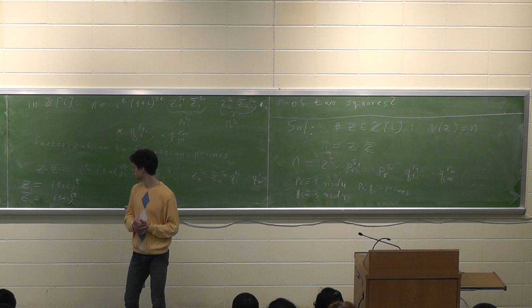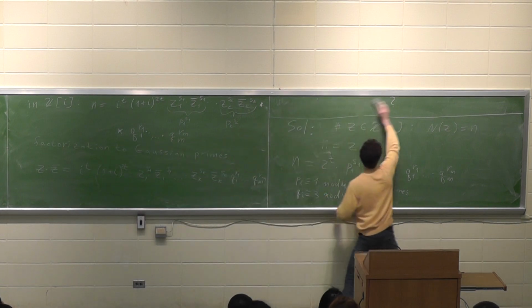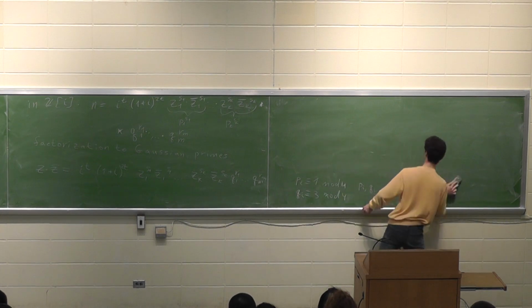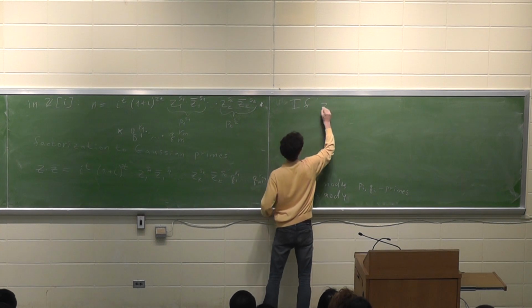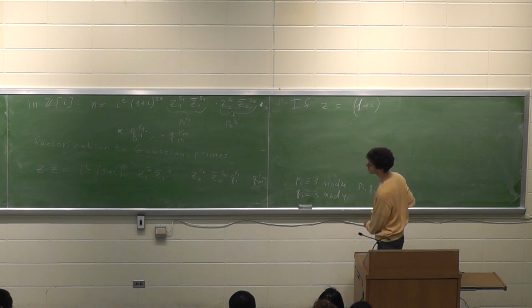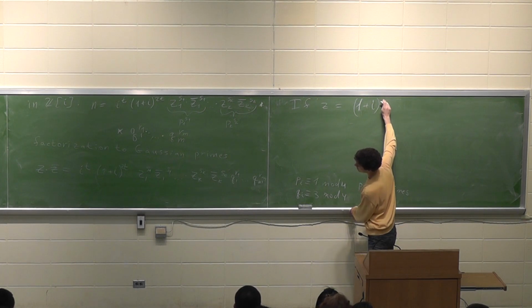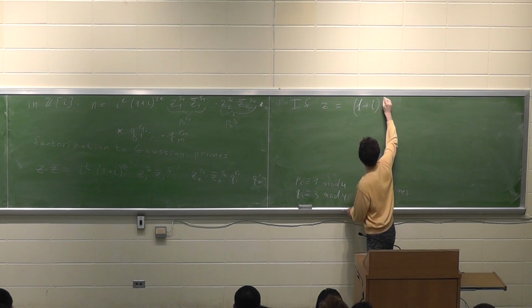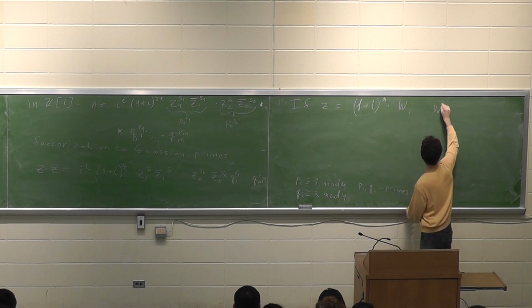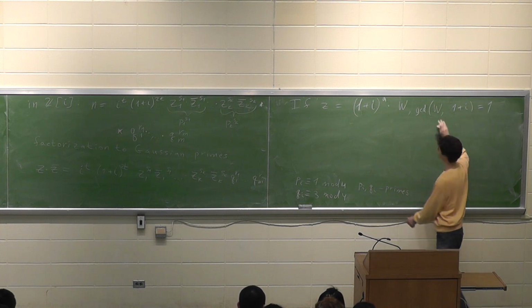Explain how the conjugate 1 minus i is related to 1 plus i. Let me write it in a little more detail. Suppose z is divisible by some power of 1 plus i, say (1 plus i) to the power a, so that z is (1 plus i)^a times some w, where w is relatively prime to 1 plus i.